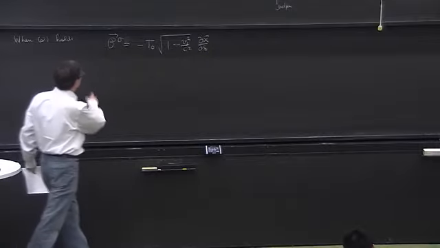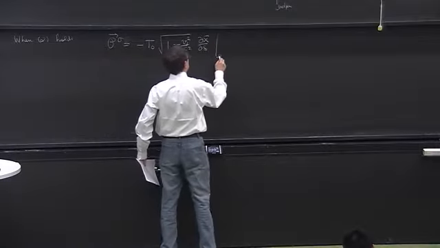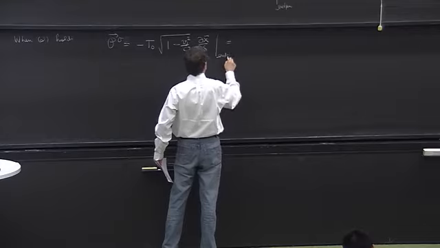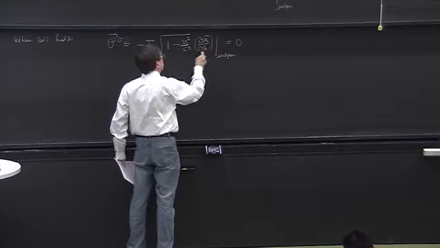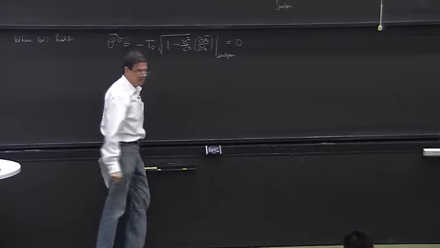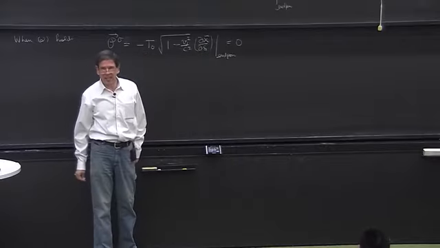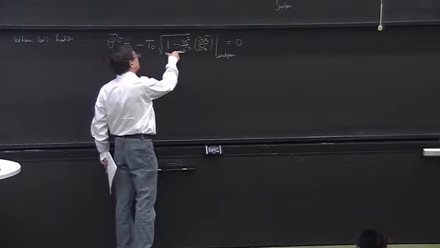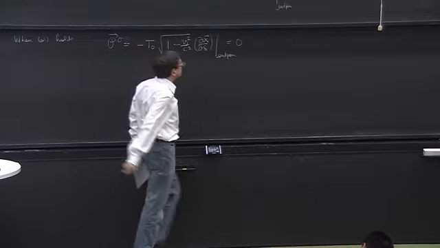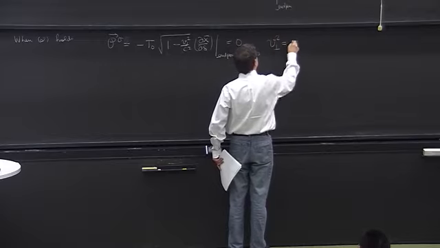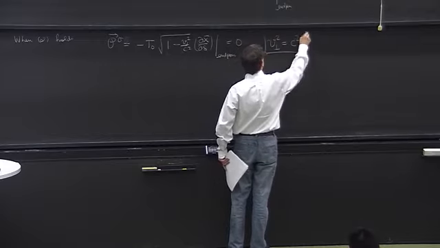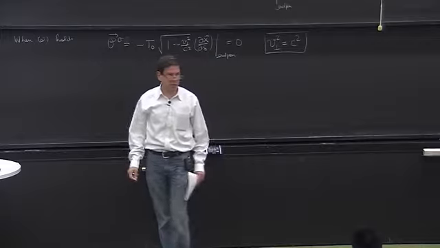Now, this thing must vanish at the endpoints. And this is a unit vector again. So if it vanishes at the endpoint, the only possibility is that this factor vanishes. So v perp at the endpoints is c. And the endpoint must move with the speed of light.